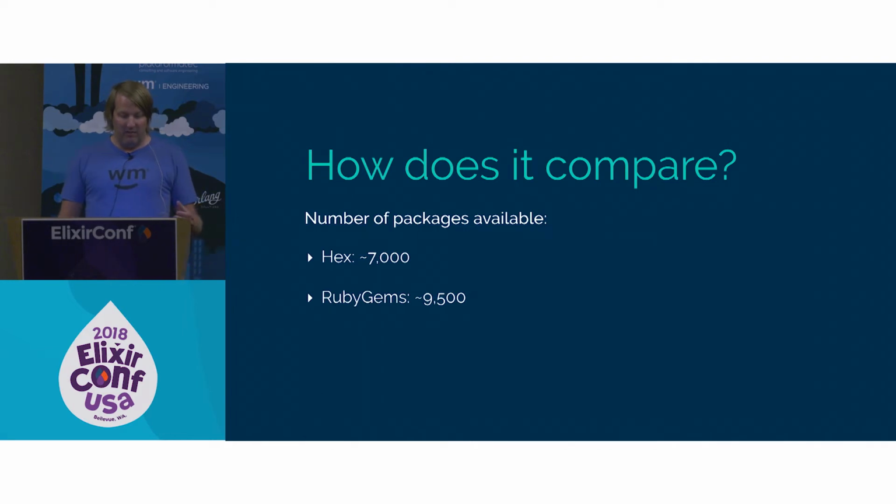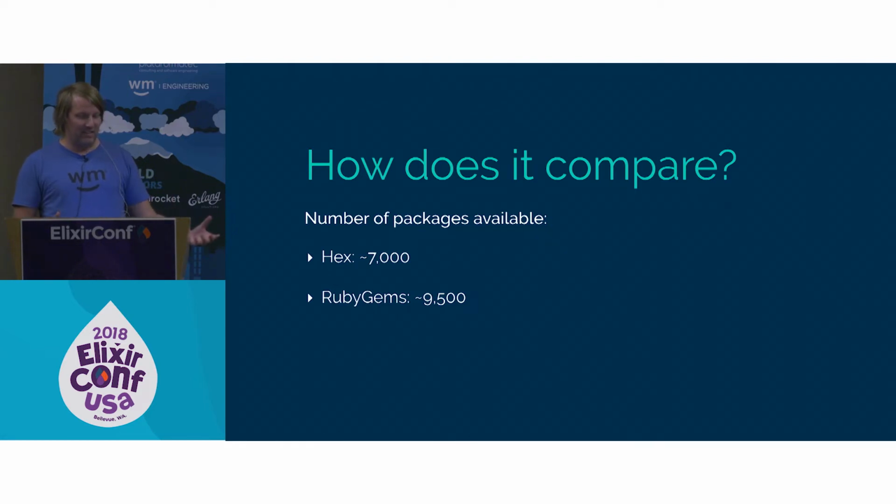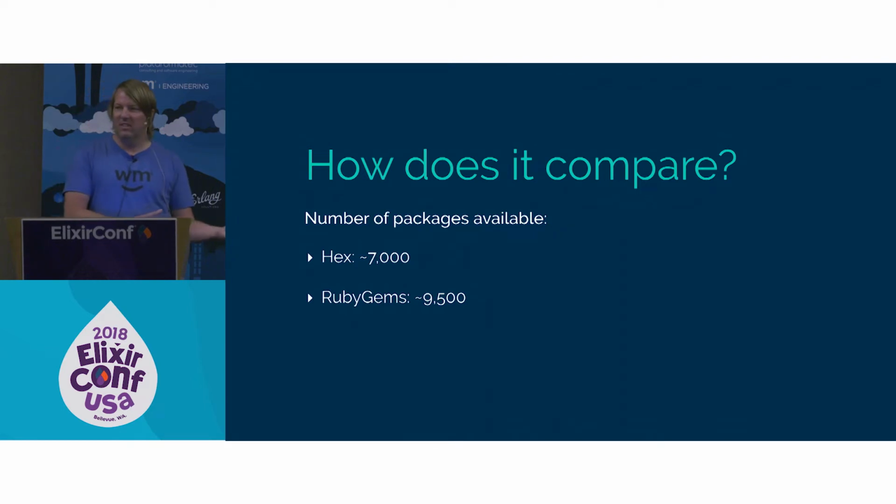RubyGems has around 9,500. Just to give you an idea of the trajectory, 6 months ago, Hex had 6,000 packages, and RubyGems had 9,200. So in that last 6 months, you've seen 300 new RubyGems, but you've seen 1,000 new Hex packages. And given the size of the Ruby community versus the size of the Elixir community, having that 70% difference, plus having so many fewer engineers working on it, says a lot about the trajectory of those two communities.